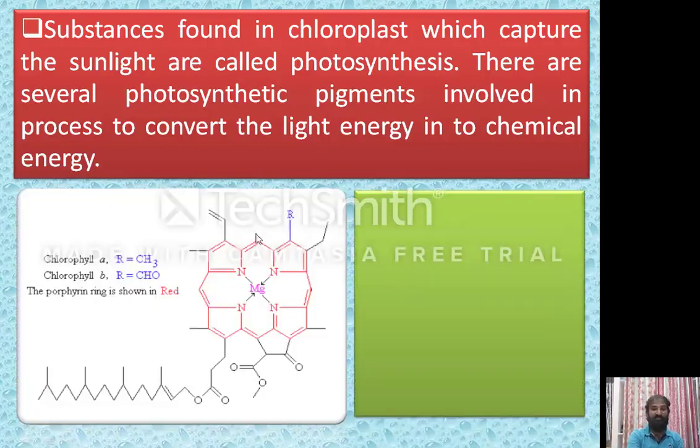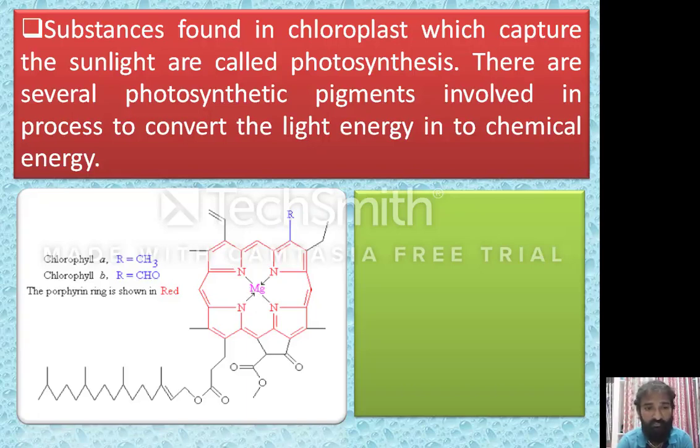Just see here the chlorophyll structure. Every chlorophyll molecule, whether chlorophyll A or chlorophyll B, has four porphyrin rings. The figure shows the nitrogens in red: nitrogen, nitrogen, nitrogen. There are four porphyrin rings connected with the central atom, which is Mg. What is Mg? Mg is nothing but a magnesium ion, which is present in the chlorophyll.